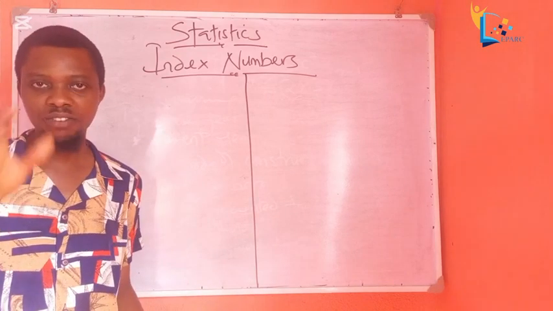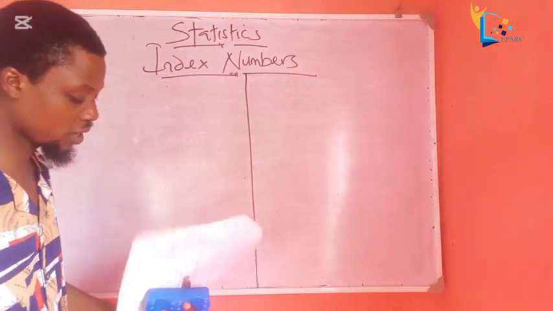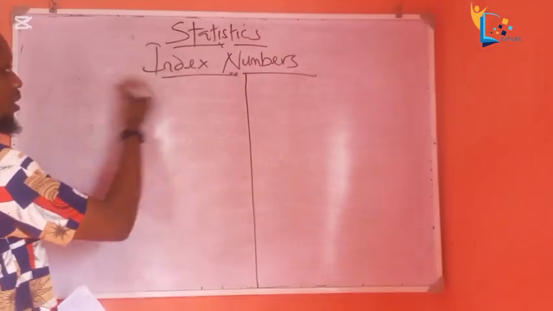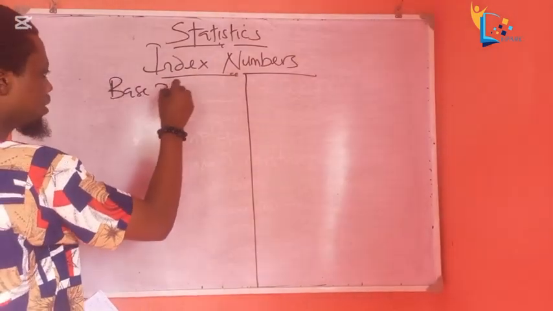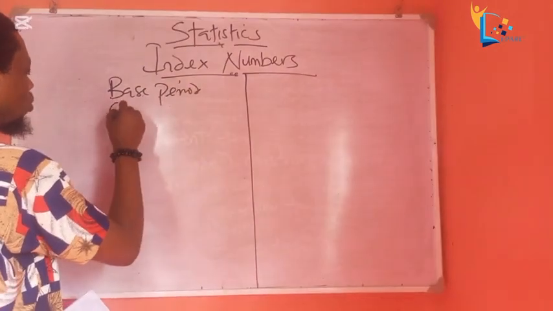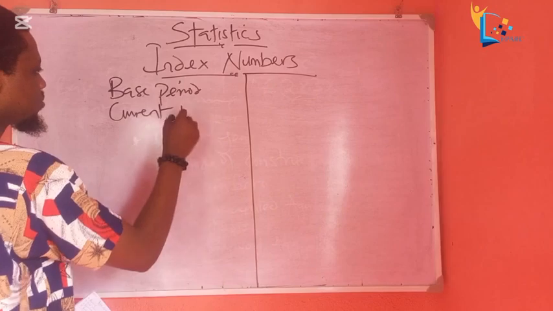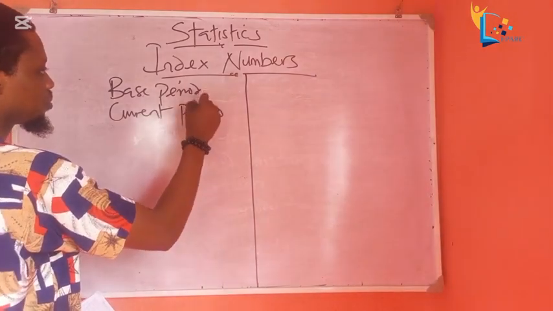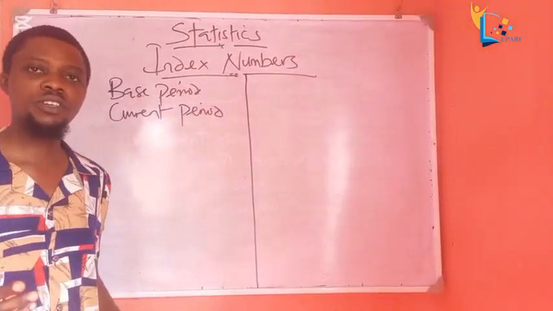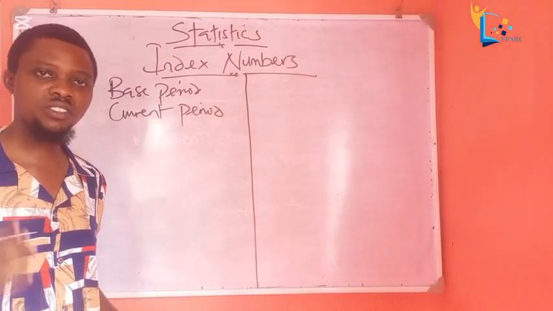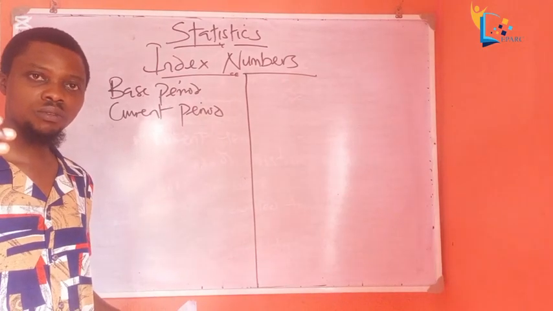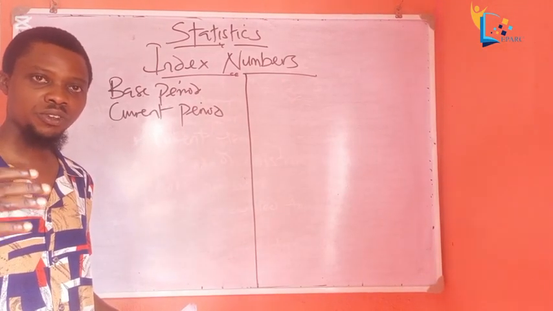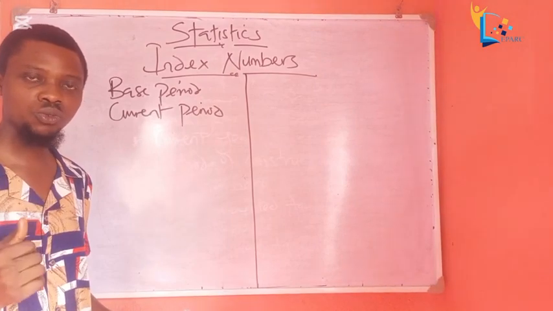Okay, now there are various terminologies we use in index numbers. One of them is the base period and the current period. Now, when we say base period, it is the reference year. It is the year against which the current period or the current year is measured.